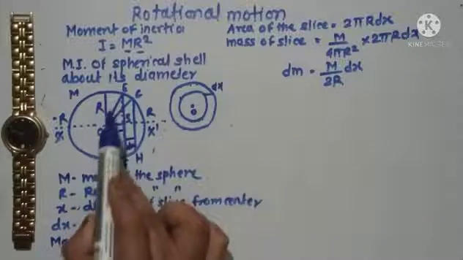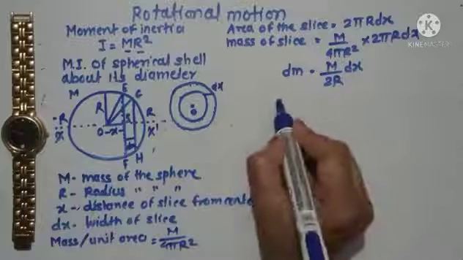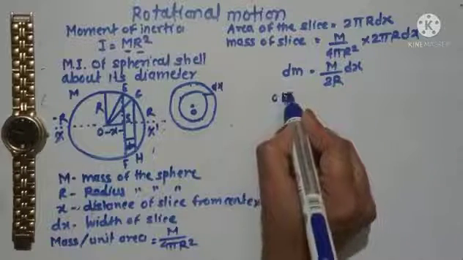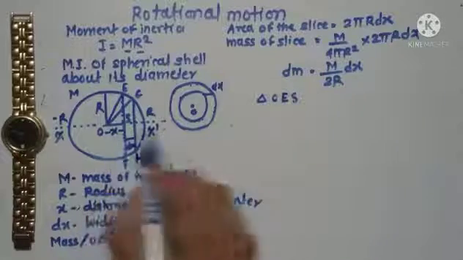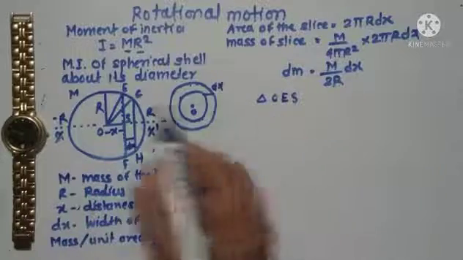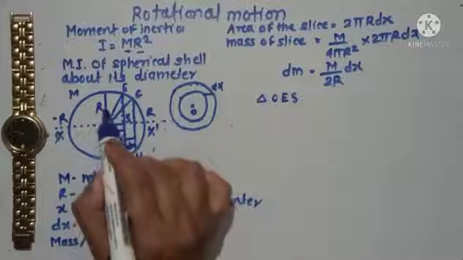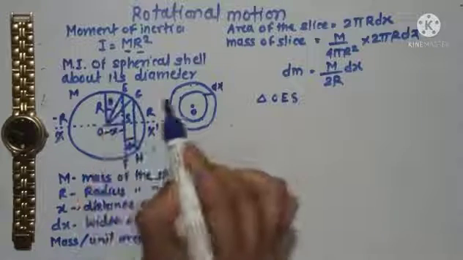Now according to the geometry of this triangle, say O, E and S, in this triangle we can write, now consider this as an angle theta.